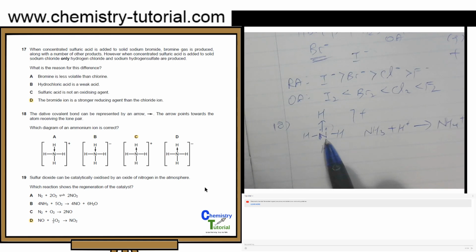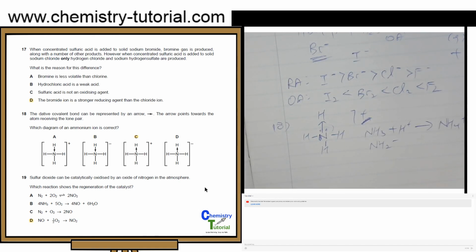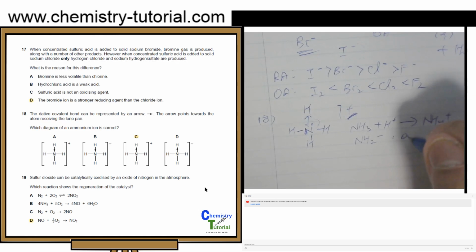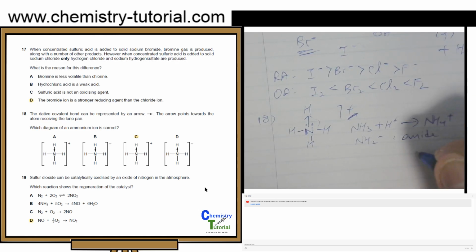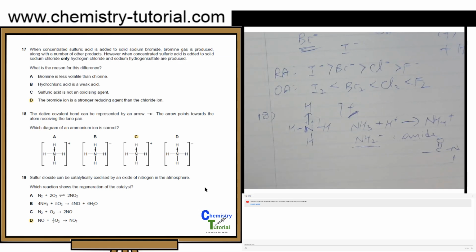So we cannot choose option A and B. We should only consider option C and D. However, we must choose option C because ammonium is NH4+, not NH4-. But we do have NH2-, and this is called amide. Do not confuse this amide with the organic amide, which looks something like this. This is the organic amide, but this is the inorganic amide. Sometimes we use the same name, but it can represent different things.